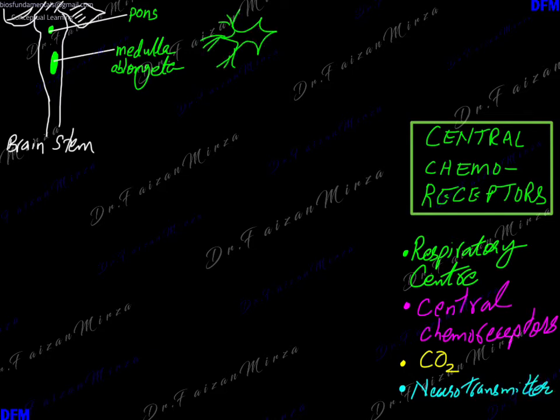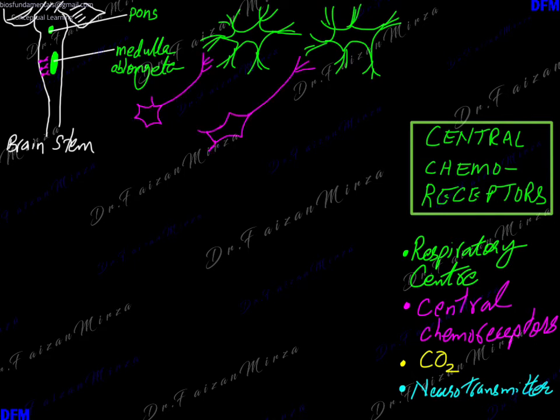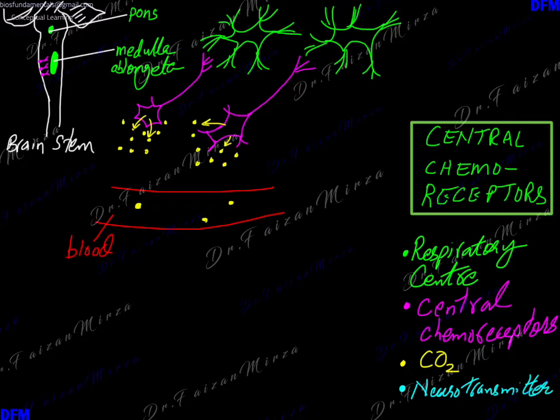If we look microscopically, this green region is made up of cells that form synapses with each other, and at the other end they have some neurons, and those neurons make synapses with these. These neurons, the purple ones, are the central chemoreceptors. The central chemoreceptors have dendrites which detect this yellow substance ahead of the neuron. Around these dendrites, in the tissue fluid, is this yellow substance. The yellow substance is carbon dioxide. So the carbon dioxide value is detected here.